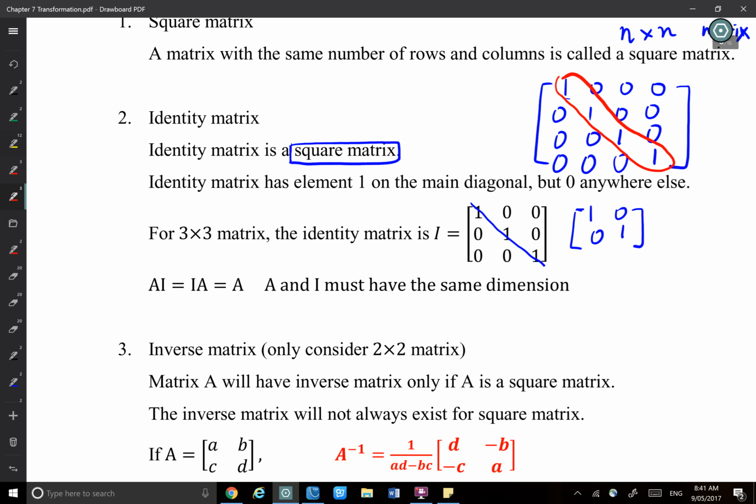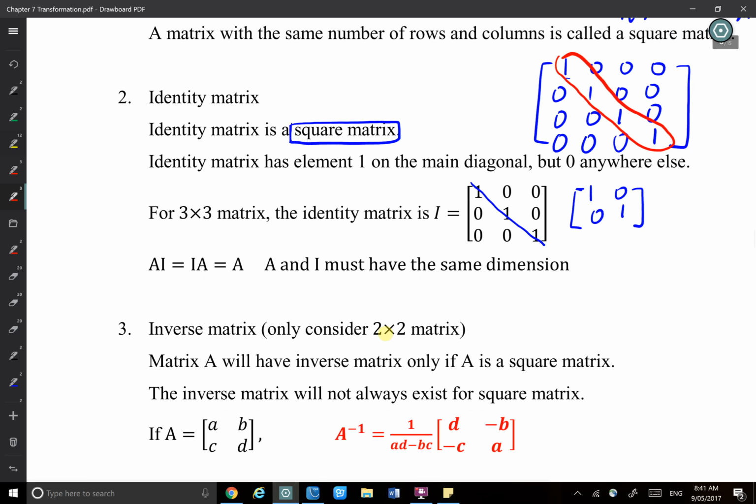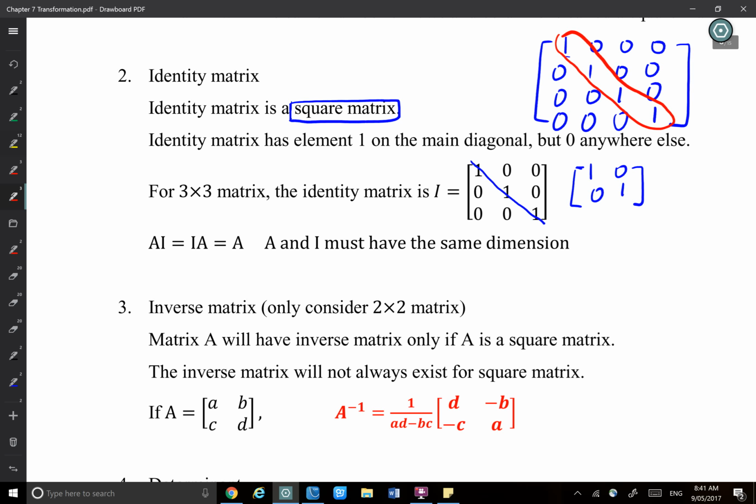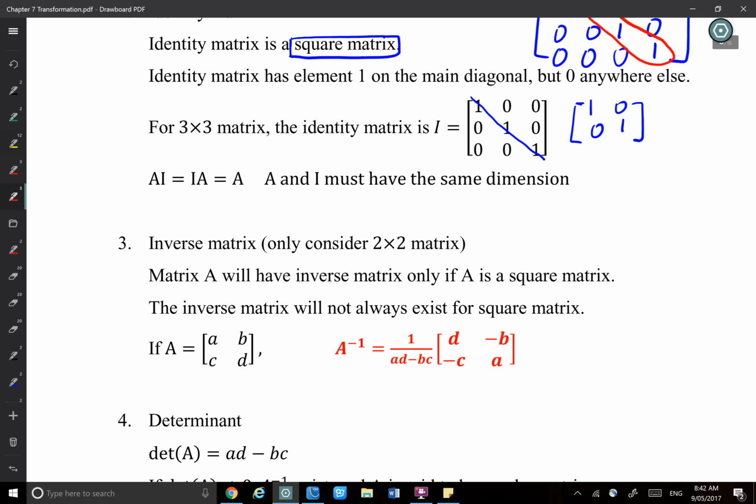Okay, so what's the special thing for identity matrix? This identity I will be same as the number 1 in numbers. Any number times 1 equals the number itself, right? 1 times any number, like 1 times 4, 5, 6, also equals the same number. So in matrix, that will be the same.